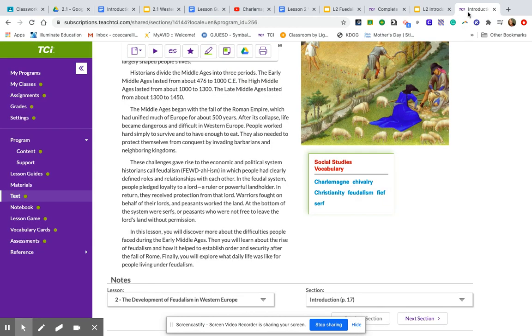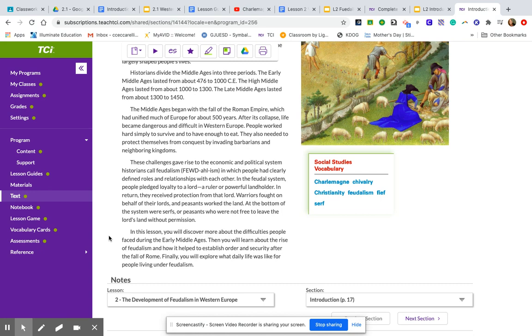Okay, last paragraph. Paragraph number 5 starts in this lesson. Your purpose for reading paragraph 5 is to find out what three things will you be learning about in lesson 2. In this lesson, you will discover more about the difficulties people faced during the early Middle Ages. Then, you will learn about the rise of feudalism and how it helped to establish order and security after the fall of Rome. Finally, you will explore what daily life was like for people living under feudalism.